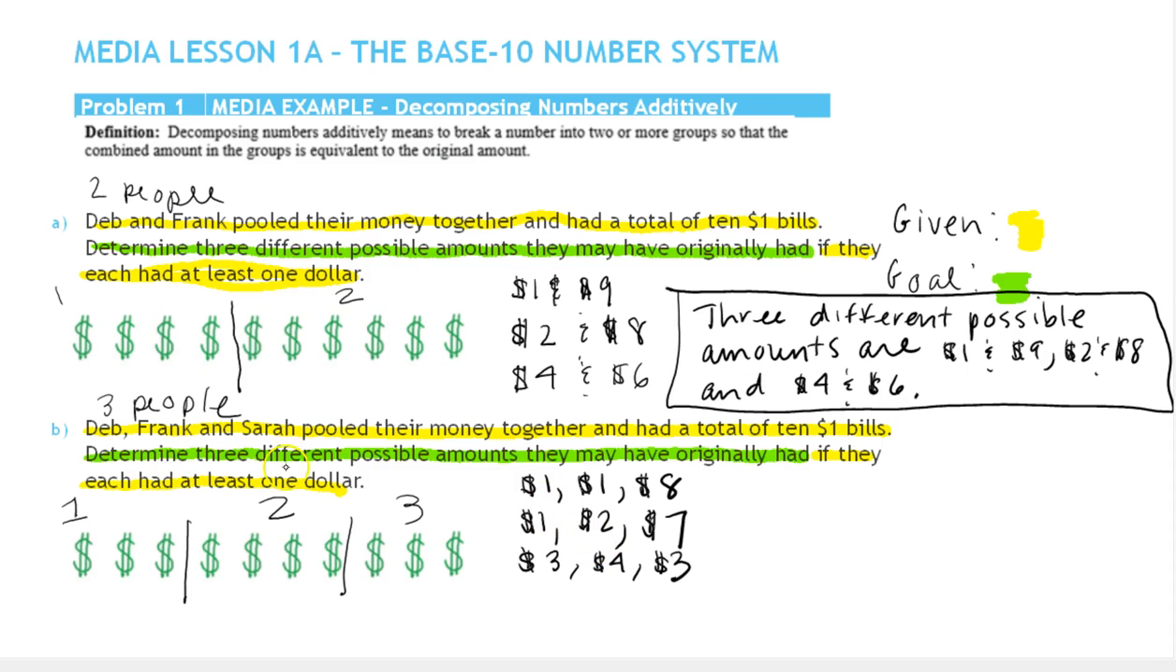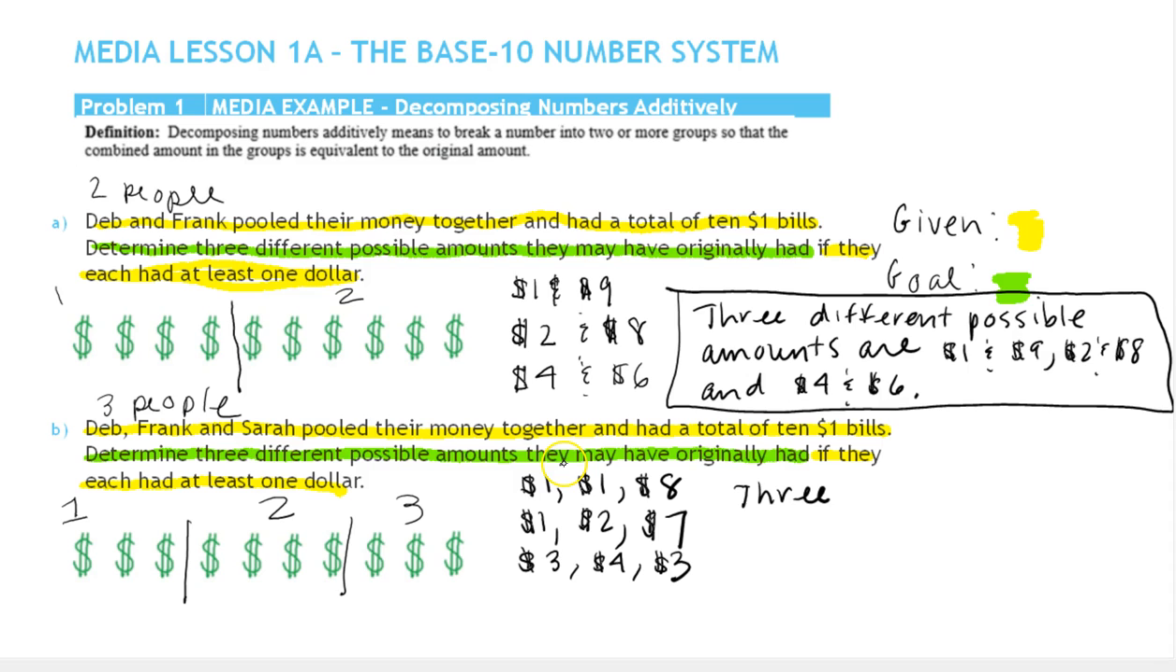So now again, I'm going to check to see that I've answered the question. We are supposed to determine 3 different possible amounts they may have originally had, and notice I have 3 listings. They each had at least $1. Well, every number is at least $1. There were 3 people, and notice we have 3 quantities in each row. And each row should add up to 10. So 1, 2, and 8 is 10. 3 and 7 is 10. 7 and 3 is 10. So it all seems to check, and now we're going to write our final sentence.